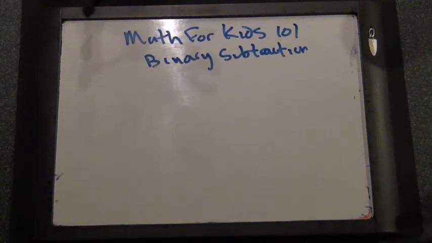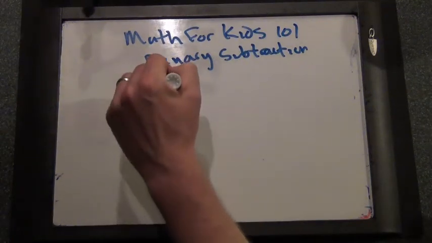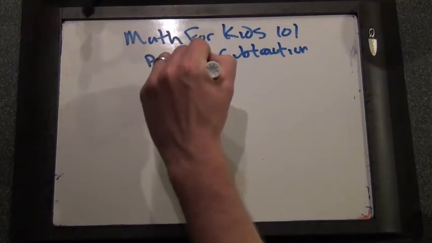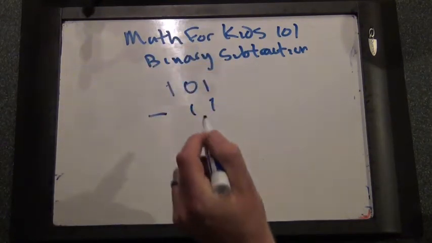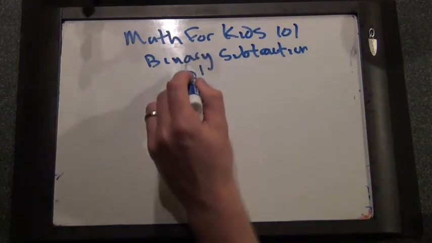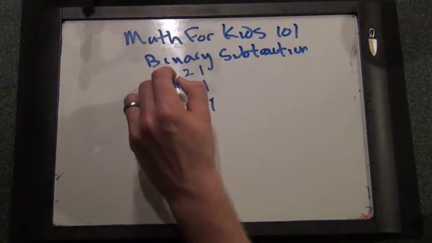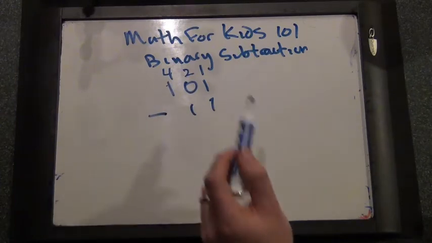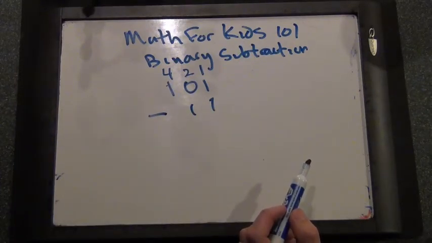Today we're going to talk about subtracting in binary. So let's do a simple example first with just regular numbers. How about 101 minus 11? Okay, now remember in binary, this is the ones digit, this is the twos digit, and this is the fours digit. So 101 is equal to what number?